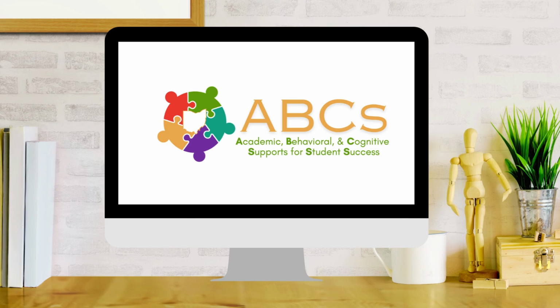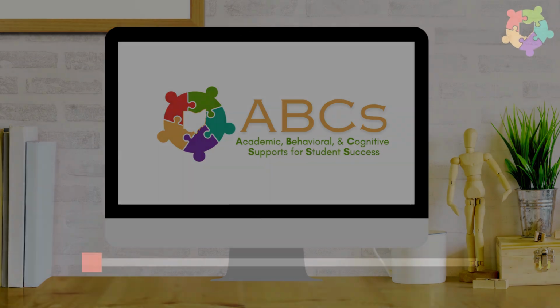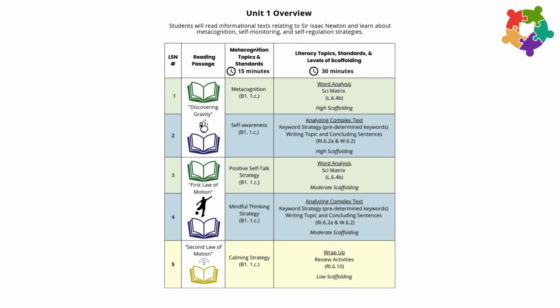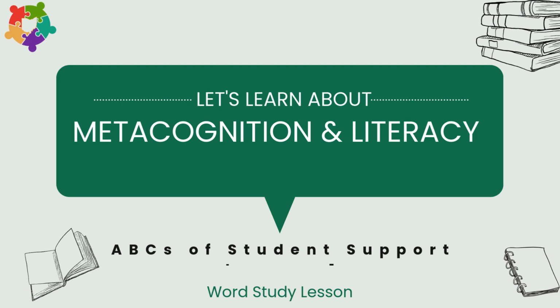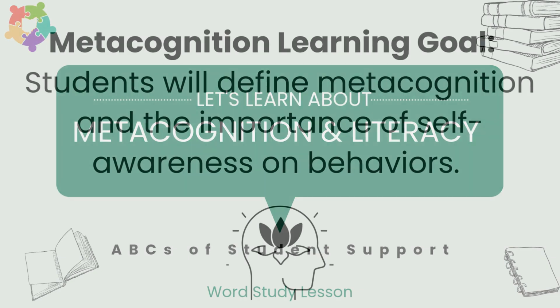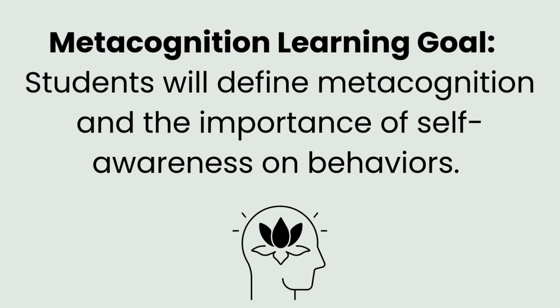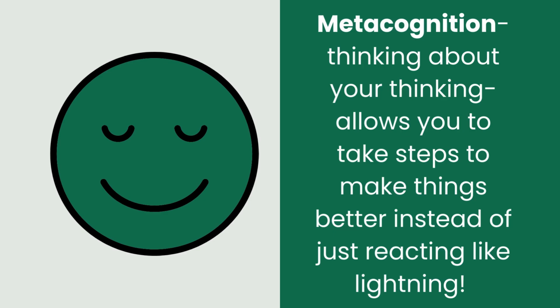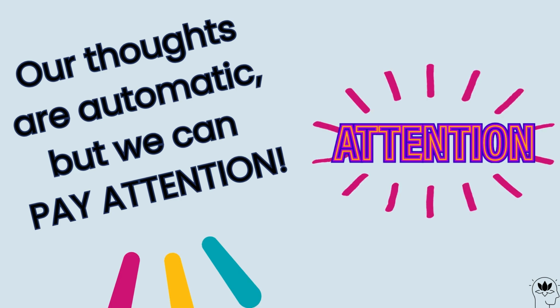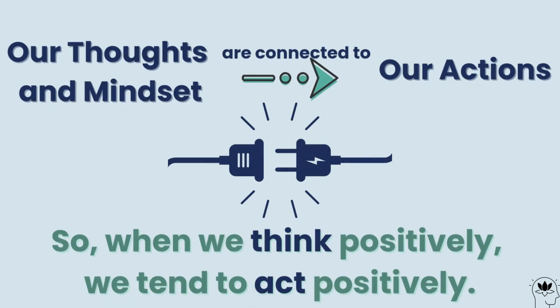Let's take a 2-minute preview to show what makes the ABCs approach so unique. We'll start with the CBI. Here are some excerpts from the teacher slides from the first unit, which consists of 5 lessons. From the very first CBI lesson, students learn about metacognition, which means thinking about our own thinking and why it's important. They discover that our thoughts connect to our actions.